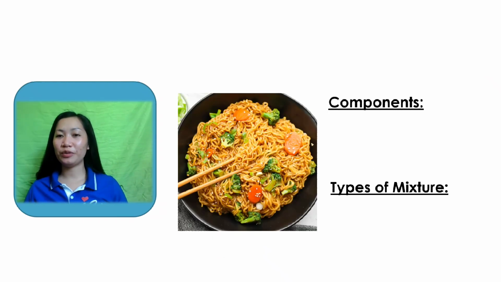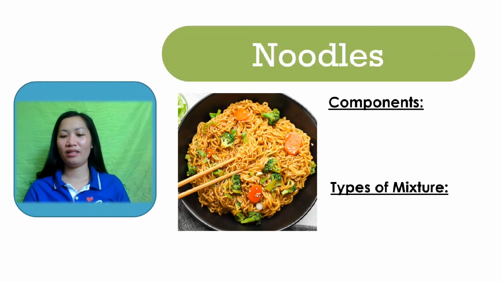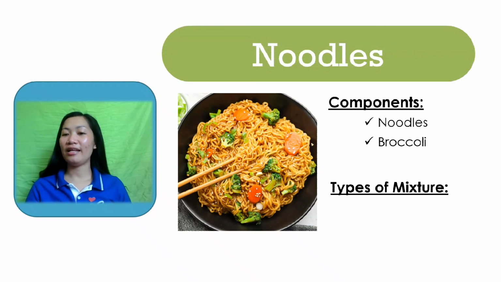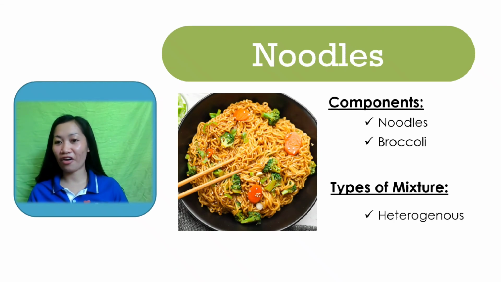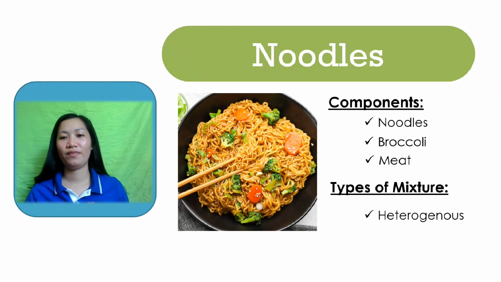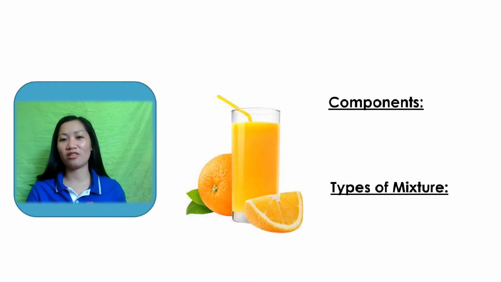How about the noodles? We have the noodles, we have the broccoli, and also we have some meat. Okay, what kind of mixture do you see in these noodles? Yes, they are heterogeneous, meaning they are not uniform. Okay, so this one is a heterogeneous mixture.